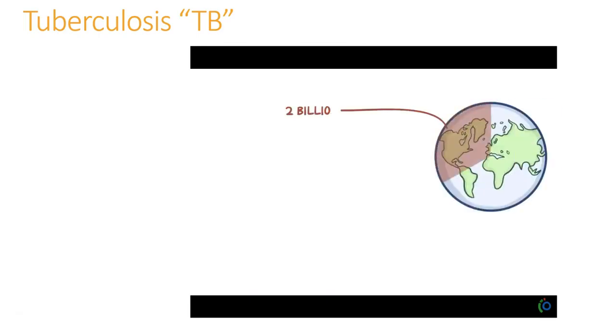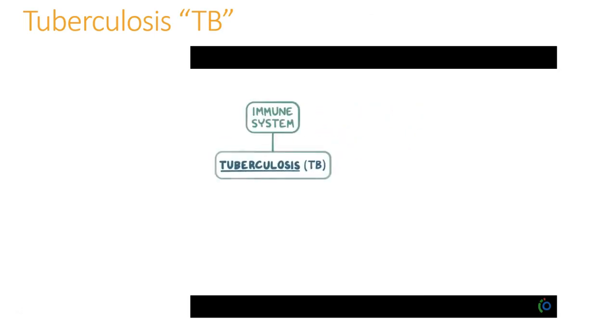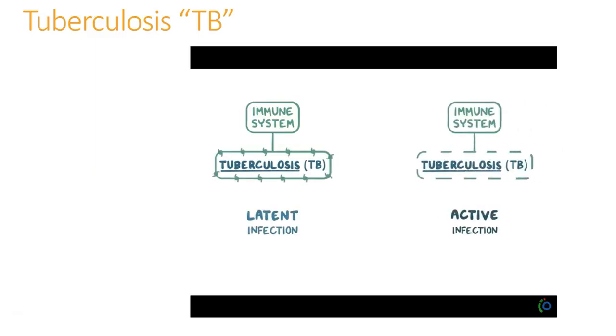It's estimated that about 2 billion people worldwide are infected with Mycobacterium tuberculosis, often just shortened to tuberculosis or simply TB. 2 billion is a ton of people, but even though they're infected, that doesn't mean that all these people have symptoms. The vast majority, about 90 to 95%, aren't even aware that they're infected. This is because usually the immune system can contain it, such that it's not able to multiply. It often remains latent or dormant, as opposed to active, which usually causes symptoms and can be spread to others.